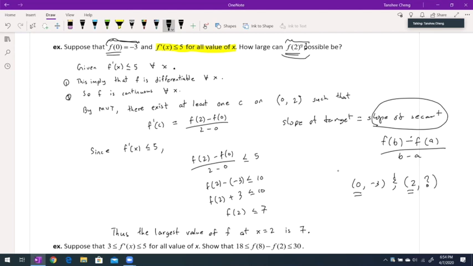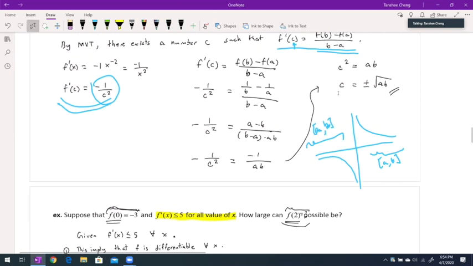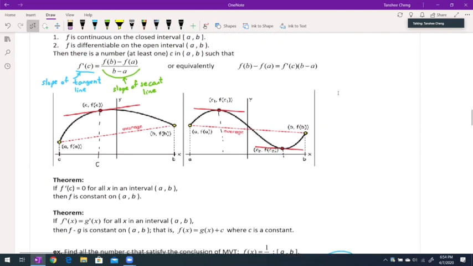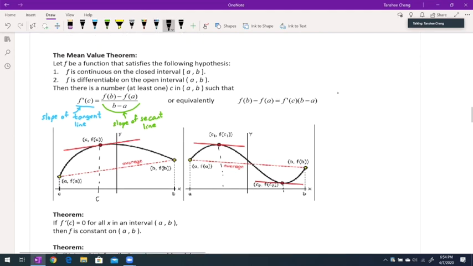You need to remember, from the picture of the mean value theorem, this interval AB. A number C is on the interval AB, which is on the x-axis. So this is basically talking about an x value. Follow?